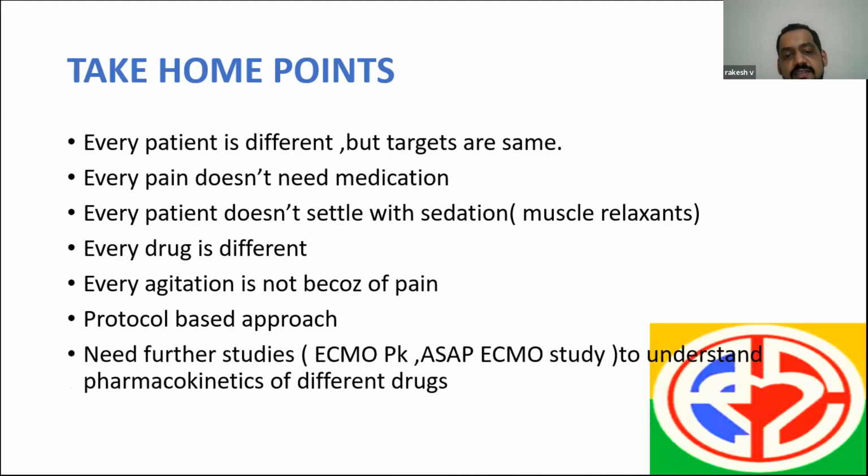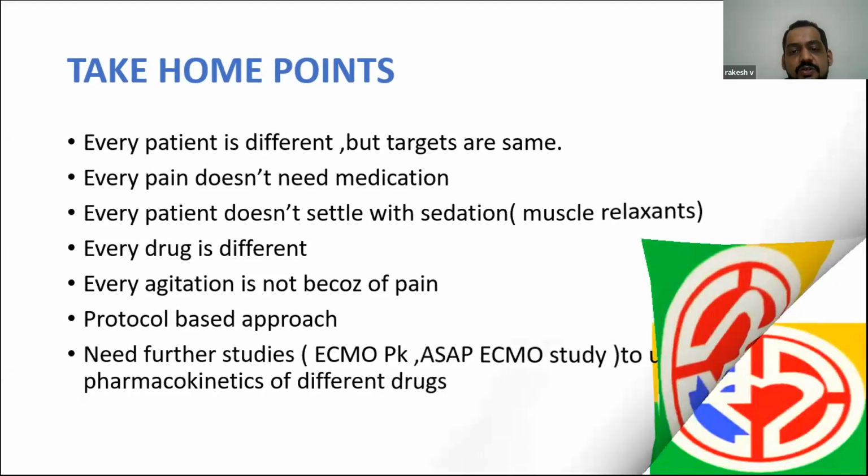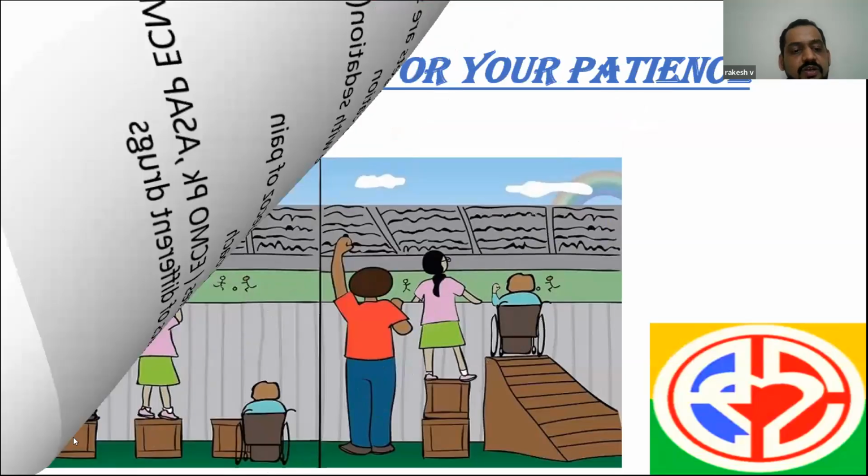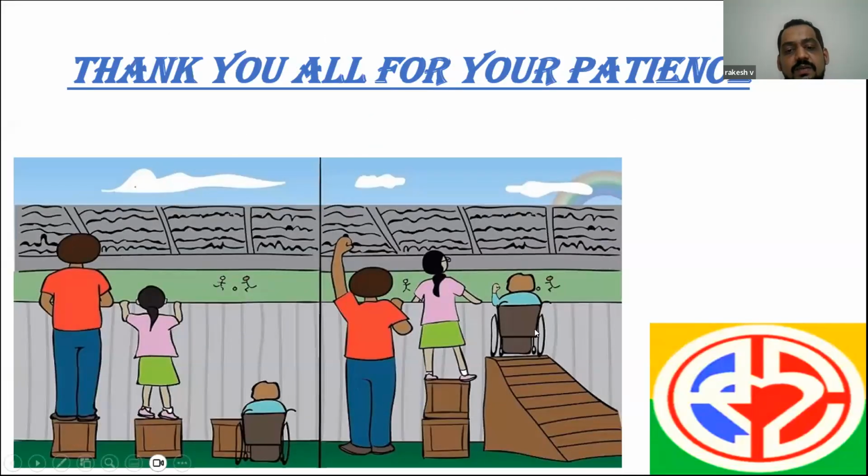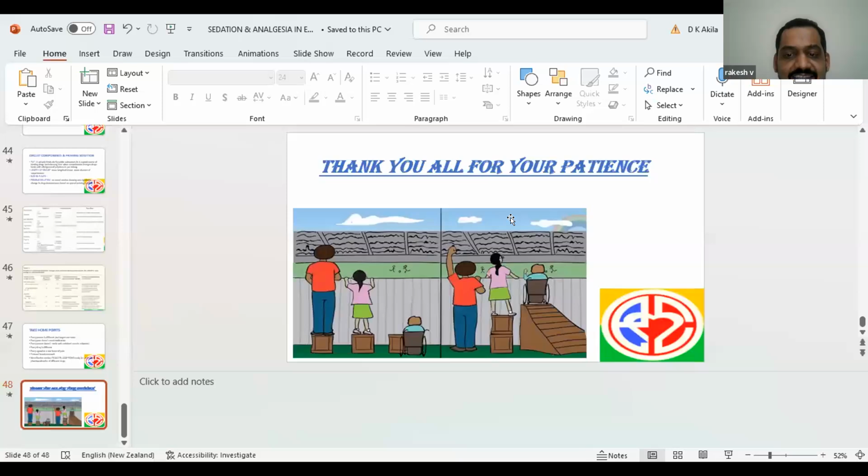We need further studies like ECMO PK studies and ASAP studies to understand the pharmacokinetics of different drugs here. To do equal justice, you need to know everything about how to support each and every patient. Every patient is different. If you want to give equal justice to all of your patients, you need to support every patient according to their clinical status, right?